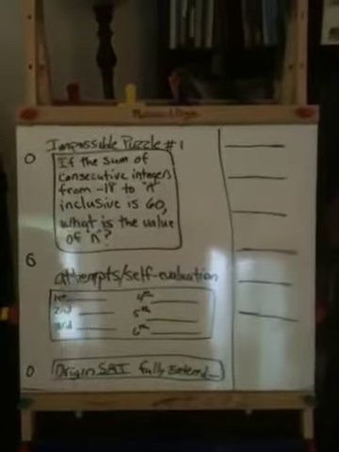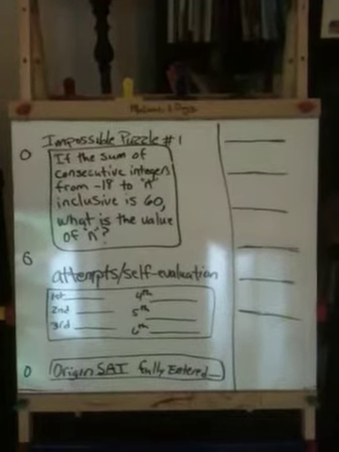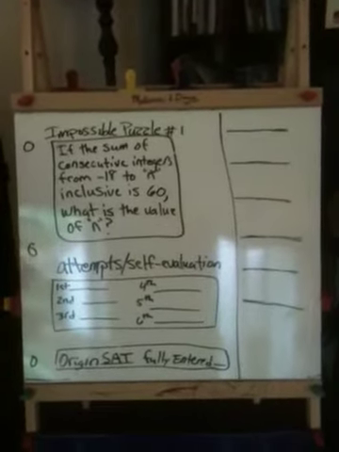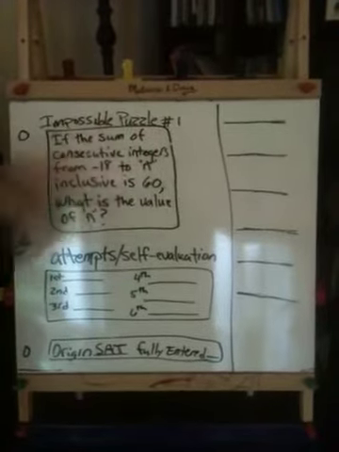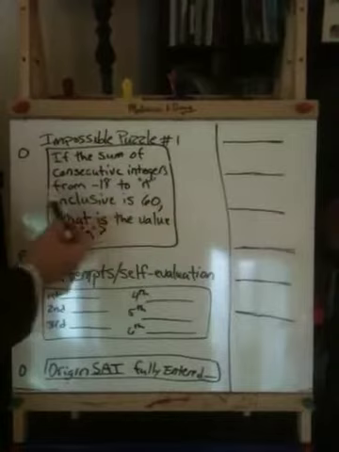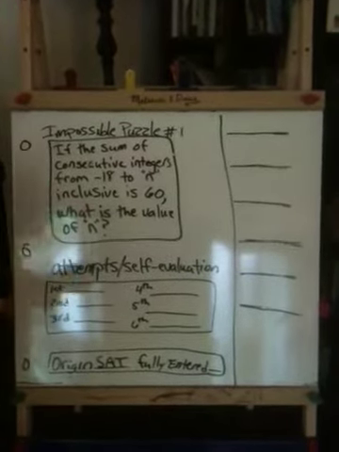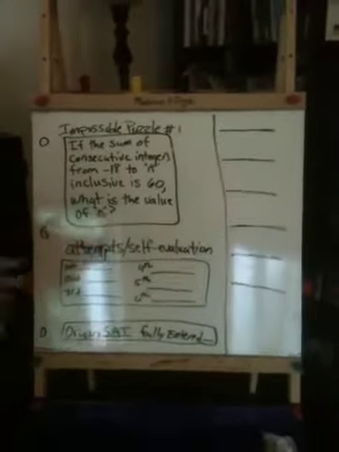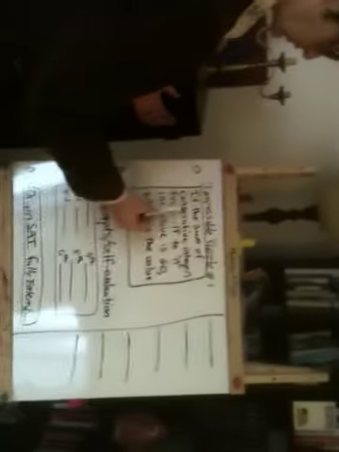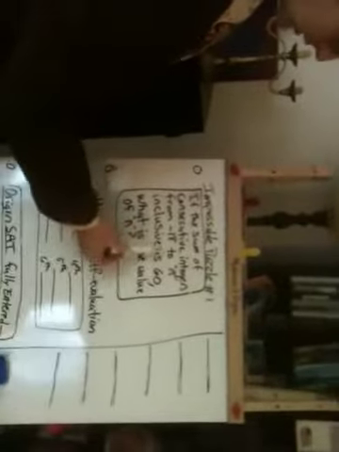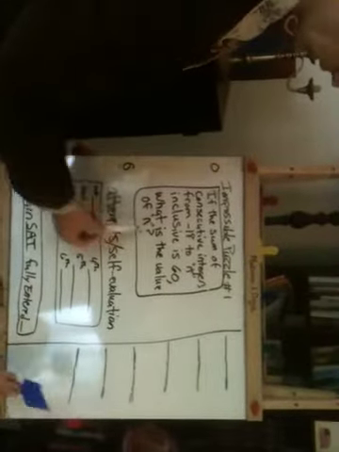Of course, each of you has a series of math sheets in your binders that look something like this. On the front, you will see impossible puzzle and a number. Directly under that, you will have the problem. Most of these problems are designed to be too difficult for you to do on your own. So the first thing I would like you to do is read the problem very calmly. This one, for instance, says, if the sum of consecutive integers from negative 18 to n, inclusive, is 60, what is the value of n?